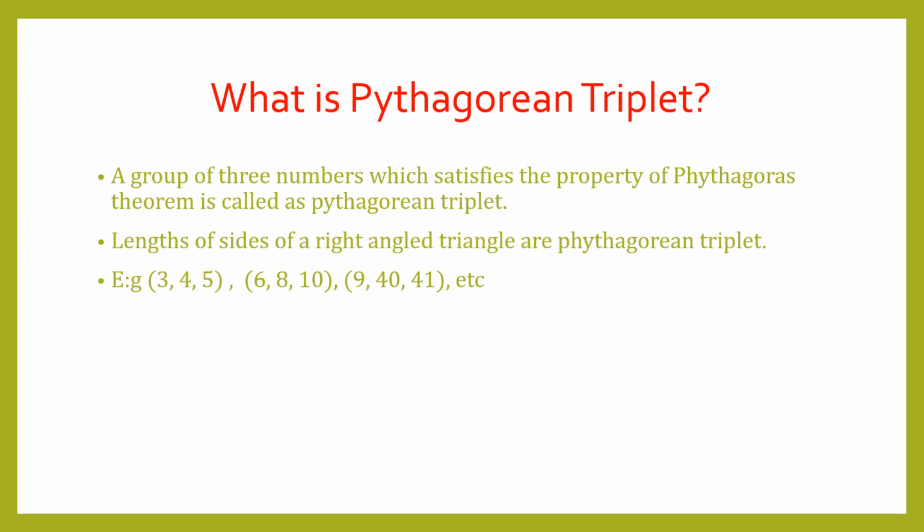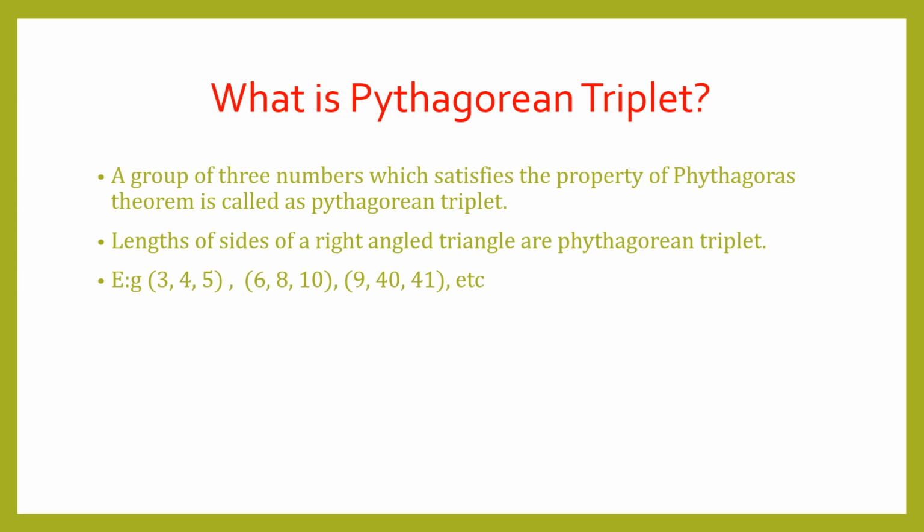Dear children, we are going to deal with a topic called Pythagorean triplet. Let's see what is a Pythagorean triplet. A group of three numbers which satisfy the property of Pythagoras theorem is called a Pythagorean triplet. These sets of numbers can also represent sides of a right angle triangle. So, lengths of sides of a right angle triangle are Pythagorean triplets.